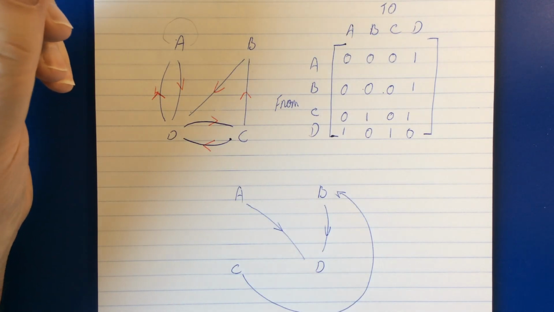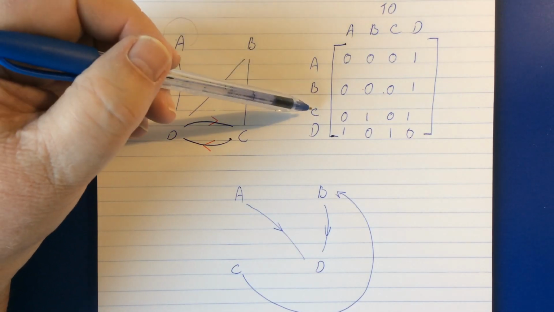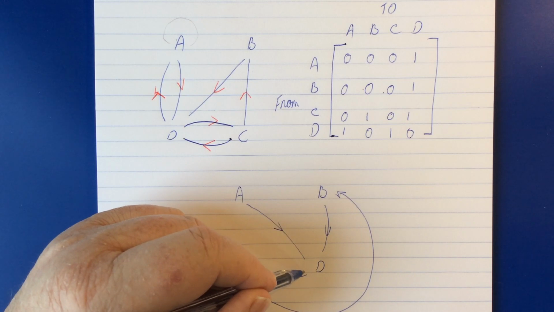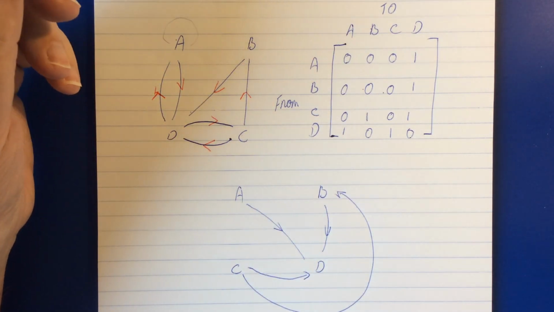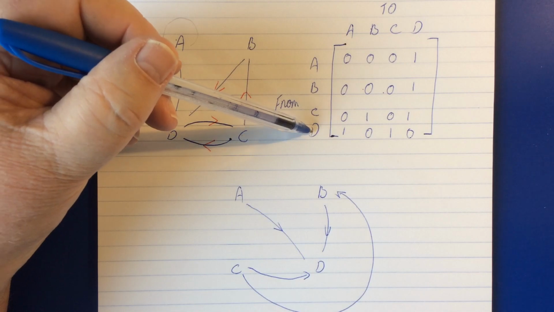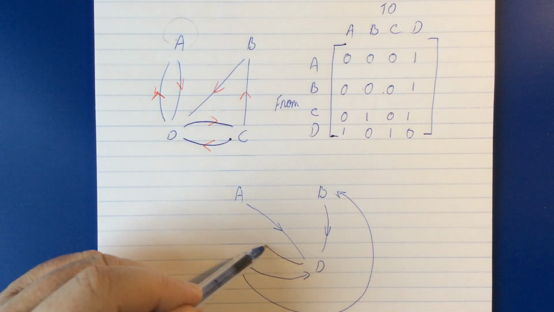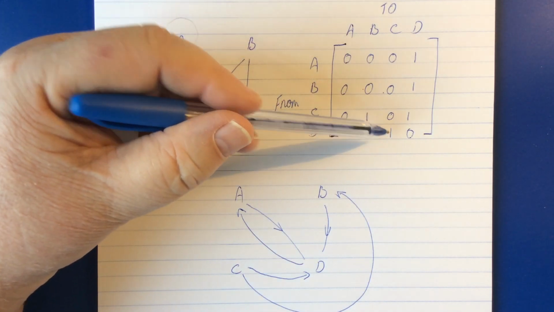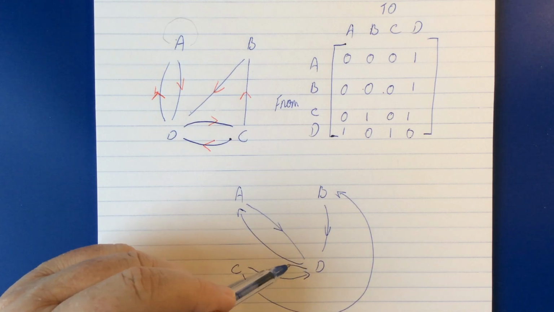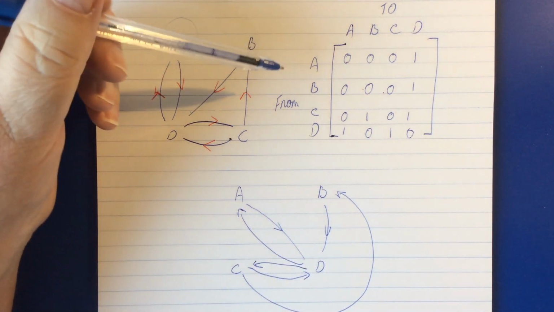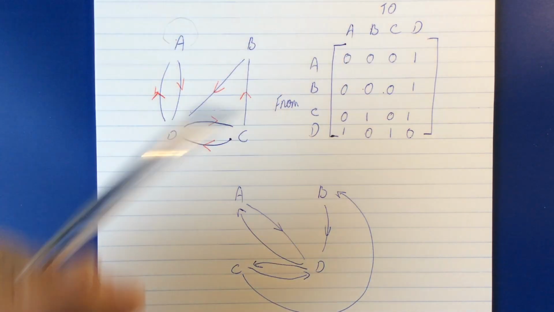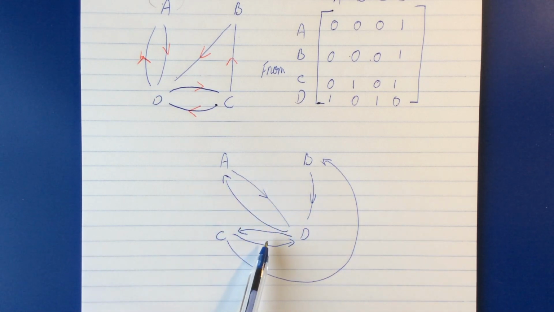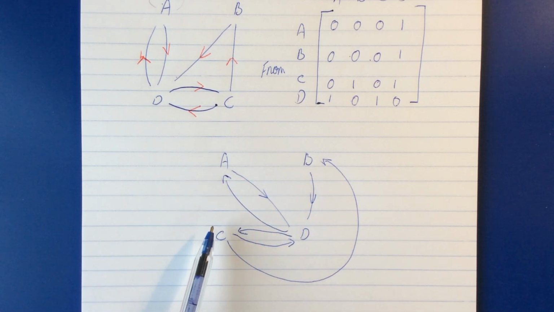See how it's already looking different, but it will have exactly the same effect. C to D, 1. D to A, 1. D to B, 0. D to C, 1. Let's see if we can squeeze that in there. And D to D, 0. So, just by moving this around a tiny bit, I've got a slightly different looking network.